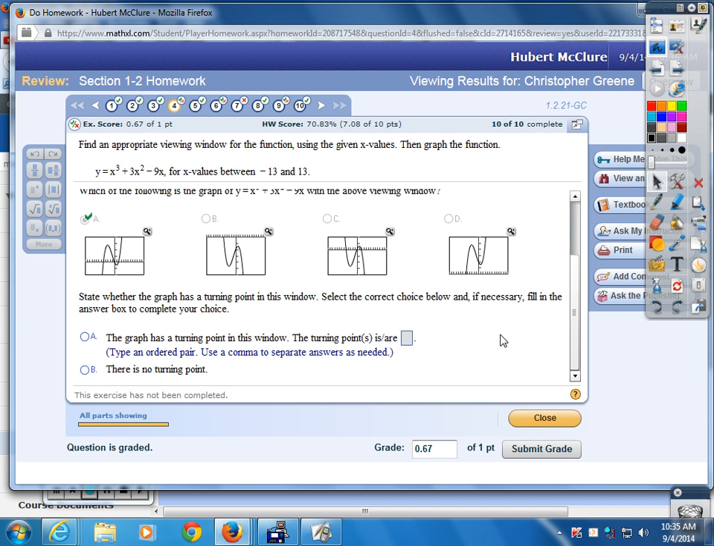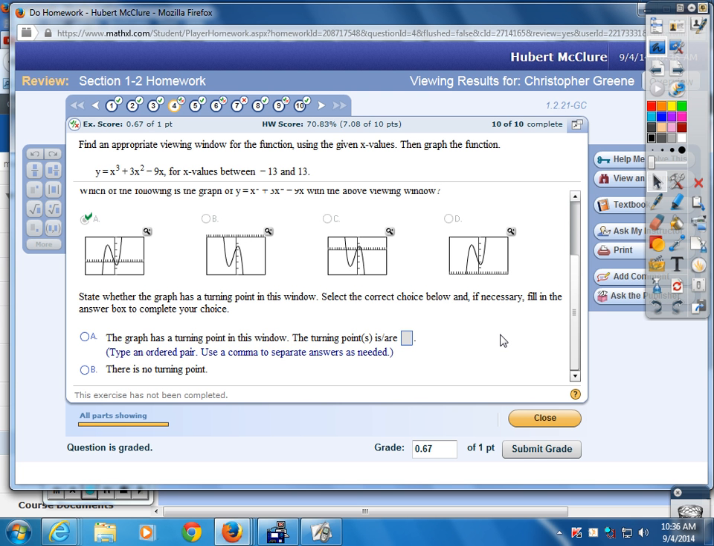Take the highest degree and minus 1. So, the highest exponent and minus 1. What's 3 minus 1? You got 2 turning points. Right here. And that's how you find the turning point. You subtract 1 from the highest exponent. So you might want to write that down.